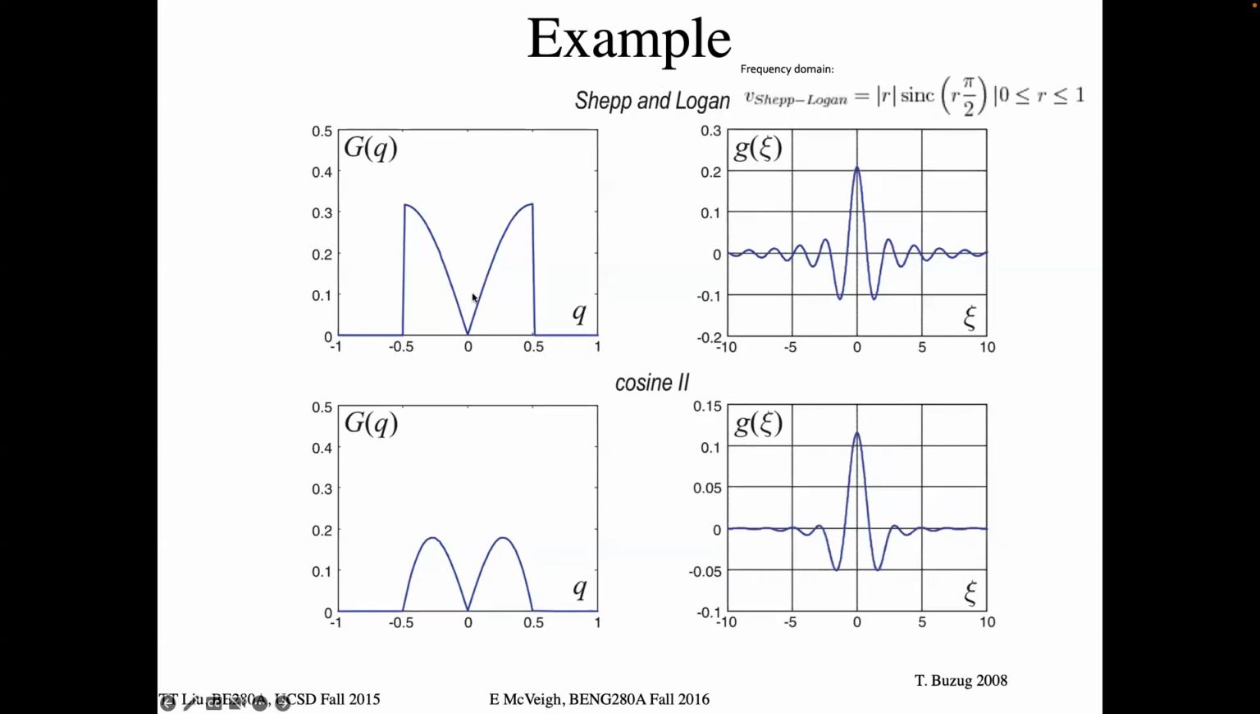There's also a Shepp-Logan filter. You can just look up online what the actual functional form is. Here's a functional form. It's the ramp, but modulated by a sinc function.